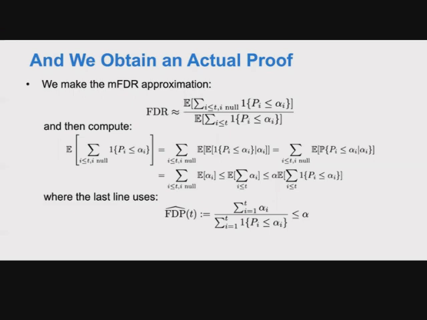Yeah, the second one is where I just use the FDP hat thing down below. That's what I'm doing now. So let me say it again slowly. Forget the FDP hat thing. That's just a name to give it. That's just the definition. The key is that the sum of the alpha_i's divided by the sum of the indicators is less than or equal to alpha.